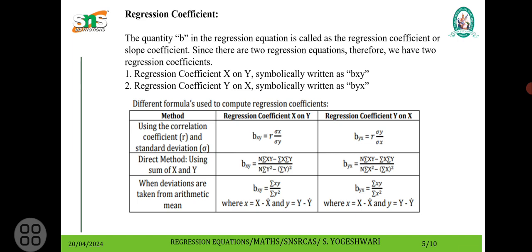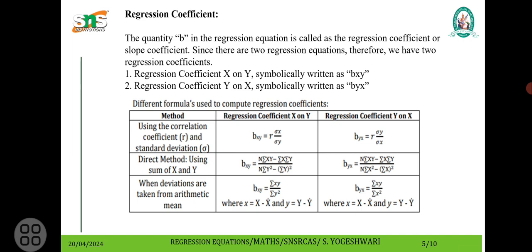Direct method using sum of x and y. bxy is equal to n into summation xy minus summation x into summation y, divided by n into summation y square minus summation y whole square. And byx is equal to n into summation xy minus summation x into summation y, divided by n into summation x square minus summation x whole square.